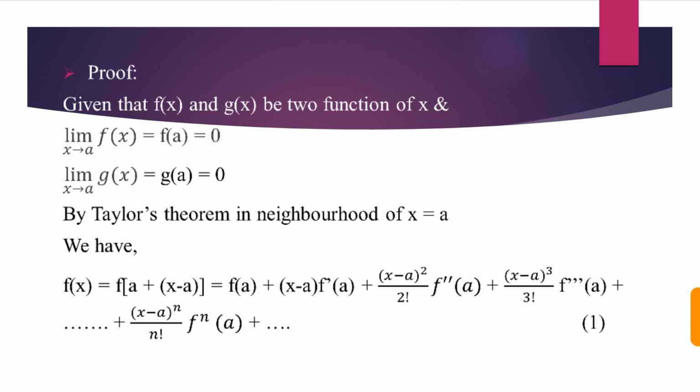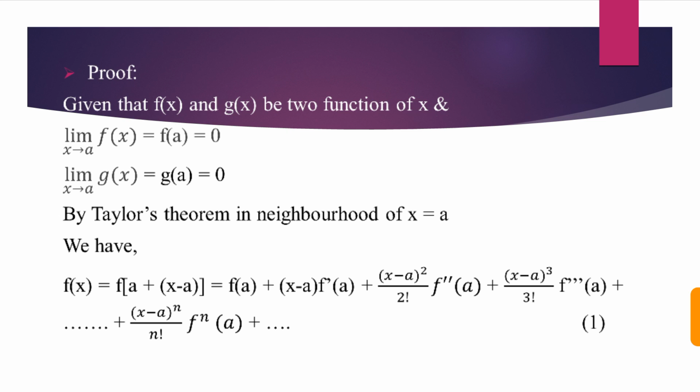Given in the statement, f of x and g of x are any two functions of x, and limit x tends to a f of x is equal to f of a, that is the true value of this function at x is equal to a, which becomes 0. Same thing, limit x tends to a g of x is equal to g of a is equal to 0.